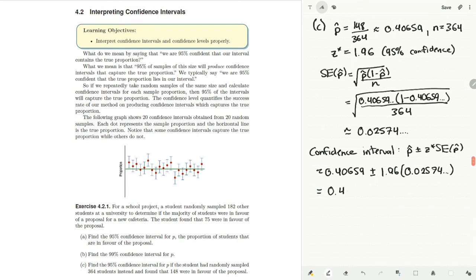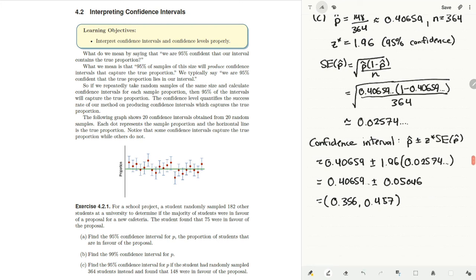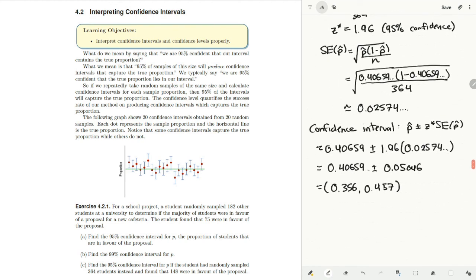This will be 0.40659 plus or minus a margin of error of 0.05046. And so our interval is from 0.356 to 0.457. And so we say that we are 95% confident that the true proportion is between 0.356 and 0.457.